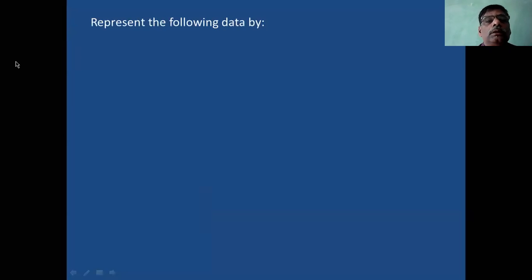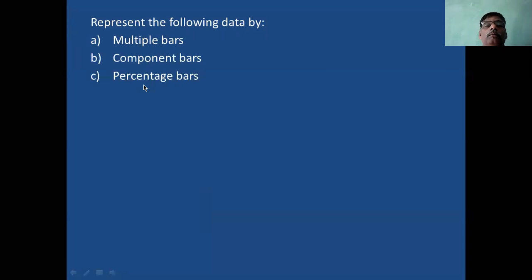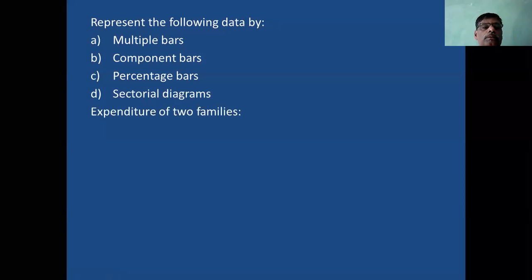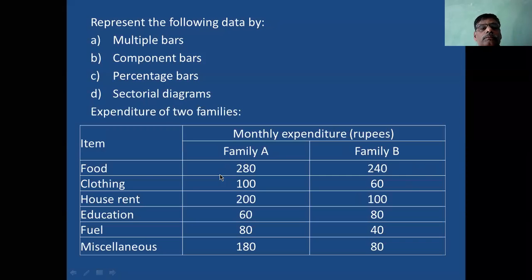Now we see the second type. Represent the following data by multiple bar diagram, component bar diagram, percentage bar diagram, and sectoral diagram. One problem, only one problem I solve by all the 4 methods. The expenditure of 2 families is given, and monthly expenditure is in rupees.